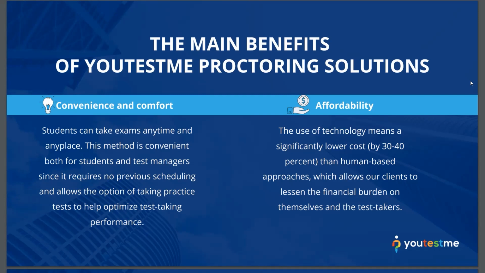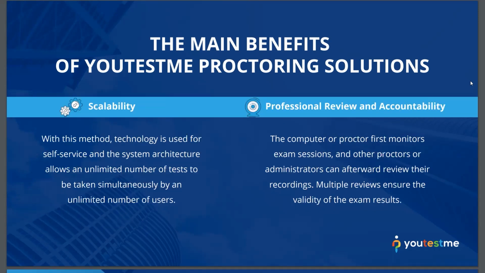In terms of affordability, it's a common thing. Technology arrives, everything becomes cheaper. Why? It's because of the scale you can get with AI proctoring, and not just scale. You're scaling the number of exams that you can do, but the quality and security of the exams actually goes up because you have all these mechanisms at your fingertips. Scalability is what we just said.